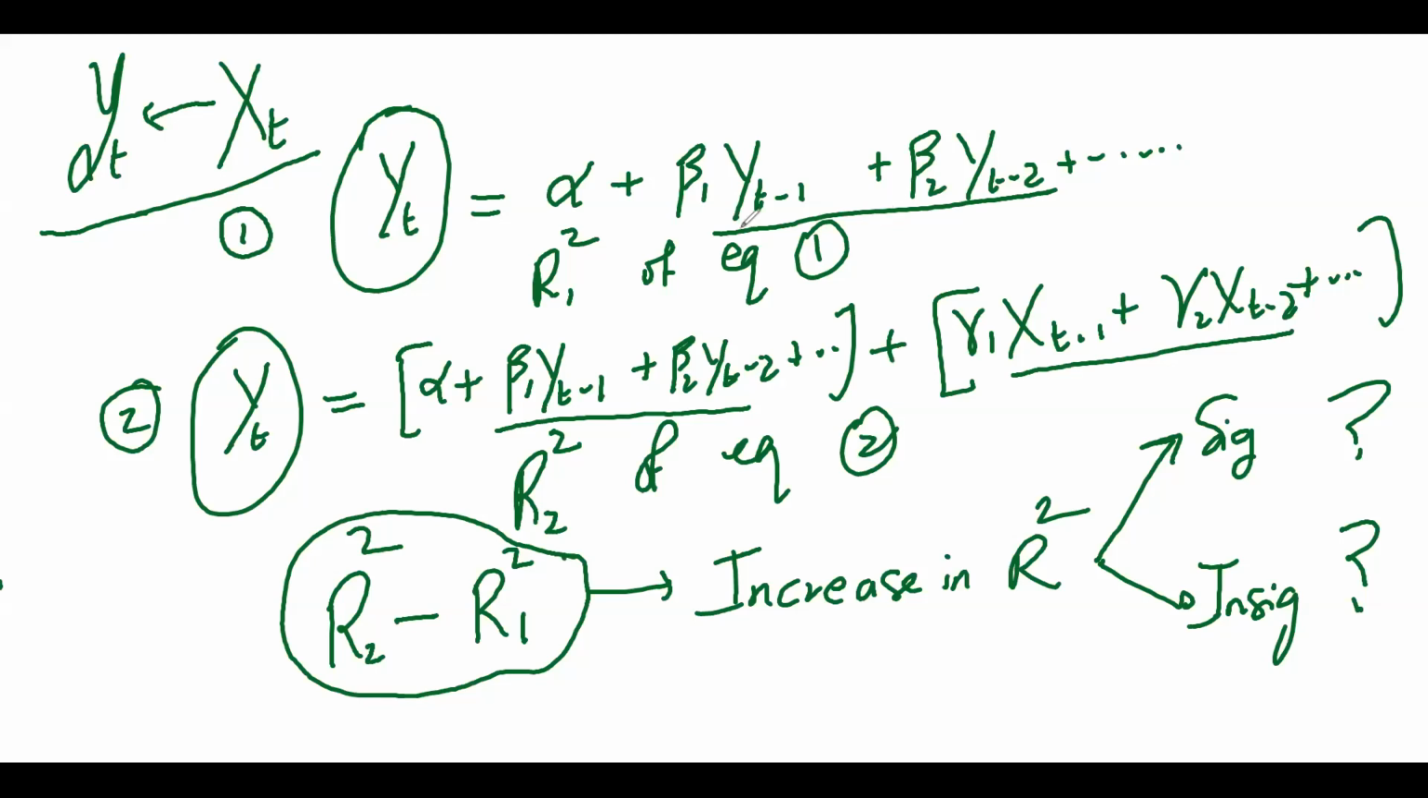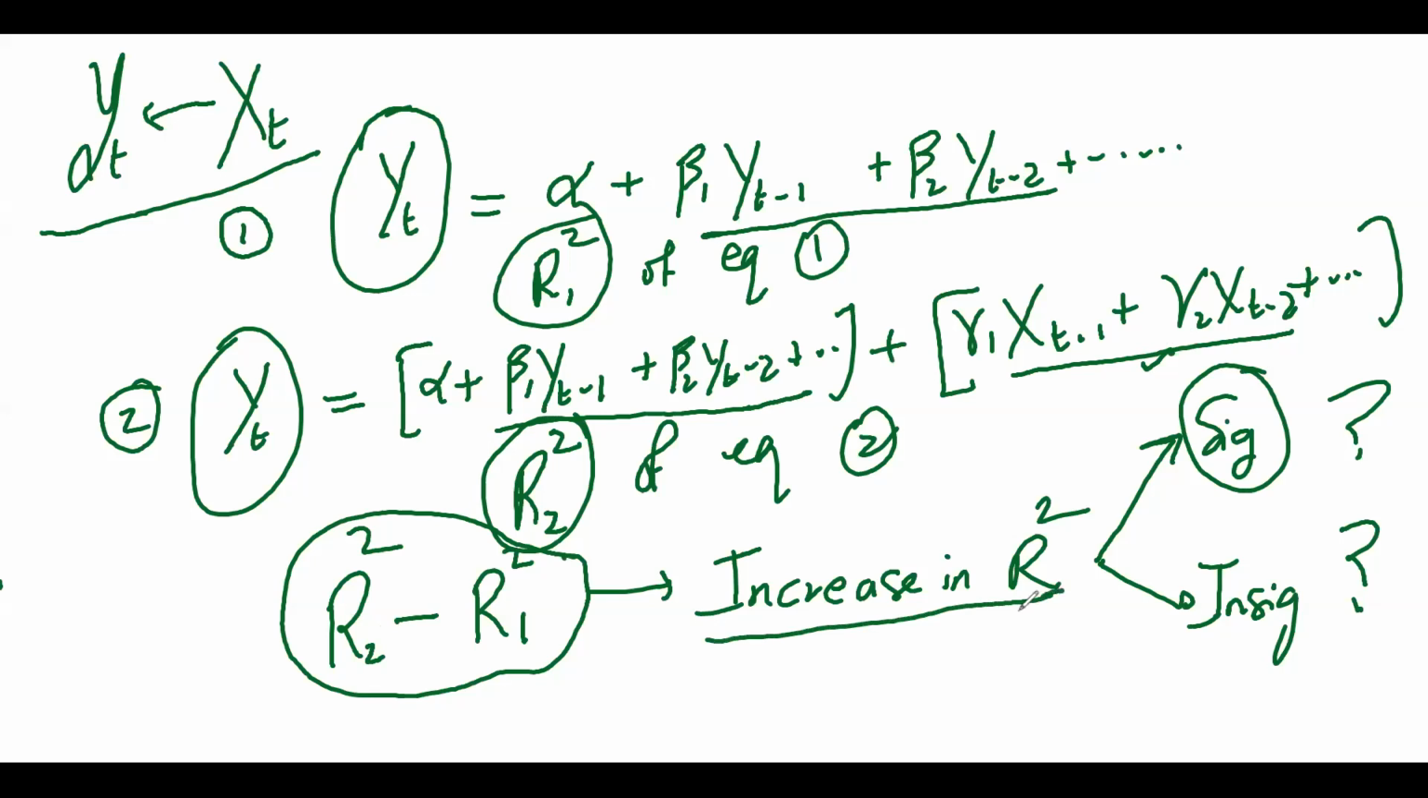In equation number 1, we are adding only the past values of y, its own previous lags. In the second equation, we are adding not only the past values of y, but also the past values of x. I note the R1 square and R2 square, and I take the difference of the two R squares. Now common sense tells you that if the past values of x have a significant influence on y, then this R2 square minus R1 square will be highly significant. So in case y is affected by the past values of x, then R2 square is significantly higher than R1 square, and this increase in R square will be significant. So this is the logic of Granger causality.